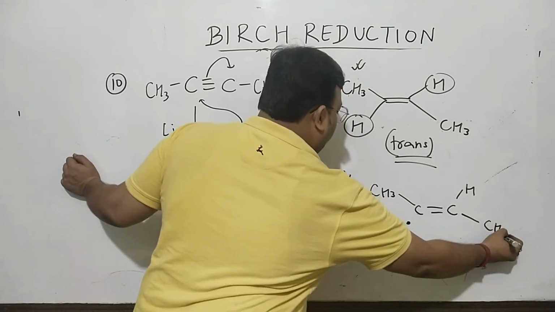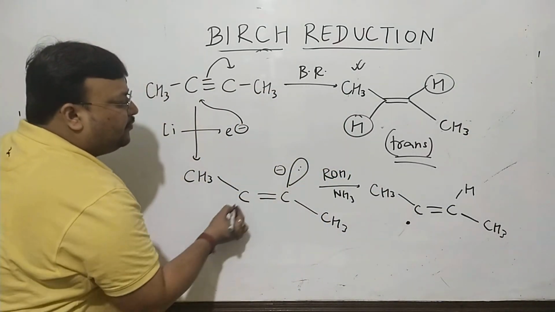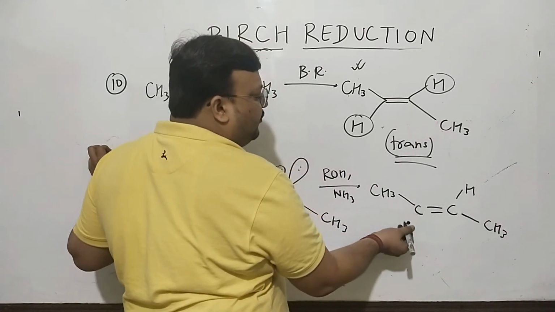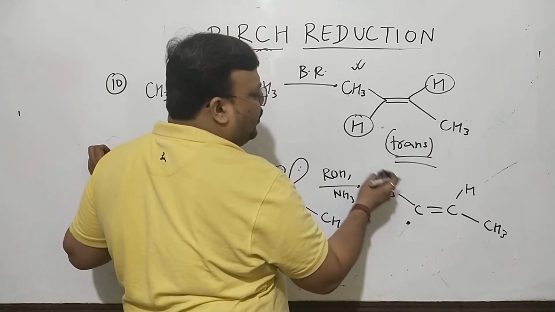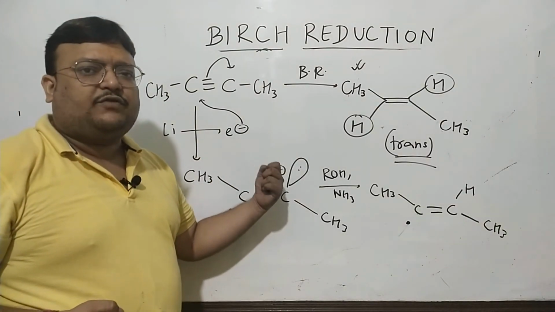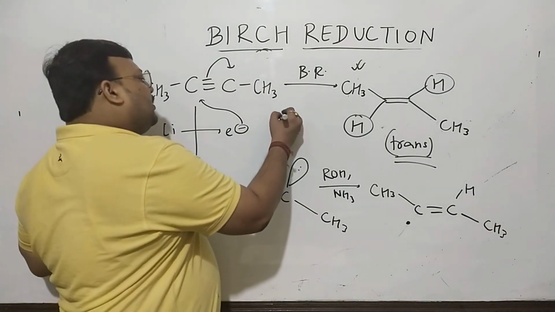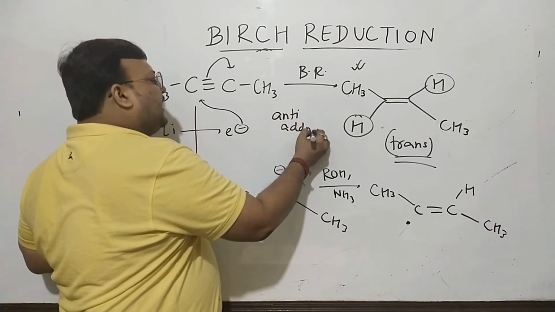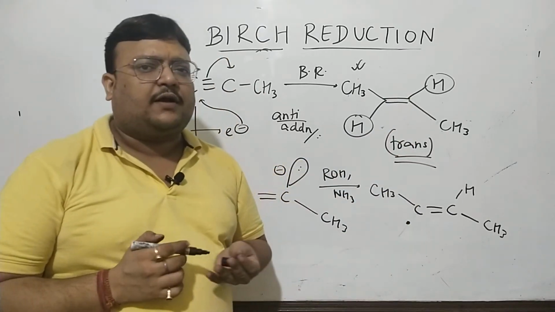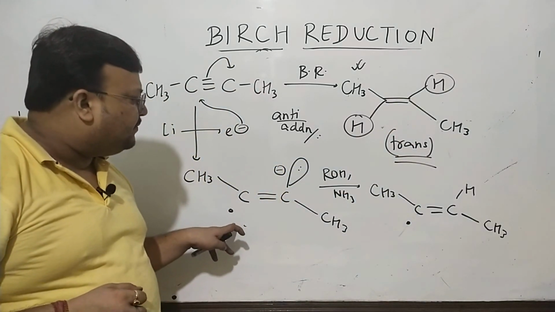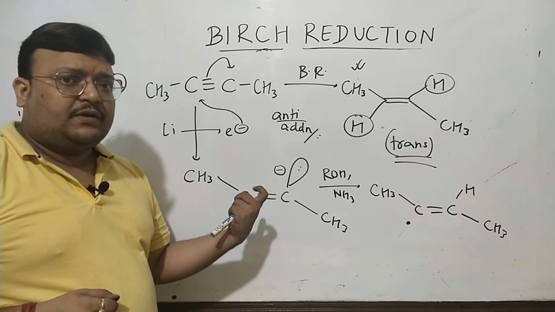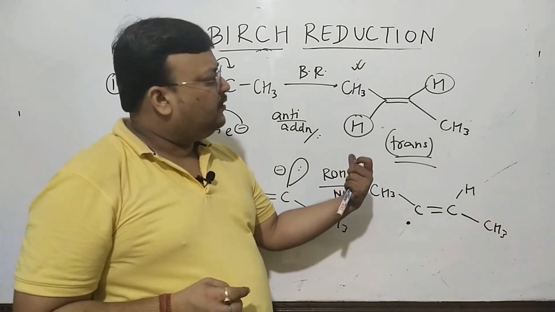For maximum separation, it will prefer the trans position, and naturally this will take one more electron from lithium, become negative, and get another hydrogen, and the two hydrogens will always be at the trans position. The reduction eventually gives you a trans product. You can call it an anti-kind of addition, two hydrogens adding so that the product is the trans product, again because of maximum separation, minimum repulsion, and maximum stability of this radical anion. And this is why it always results in a trans alkene.